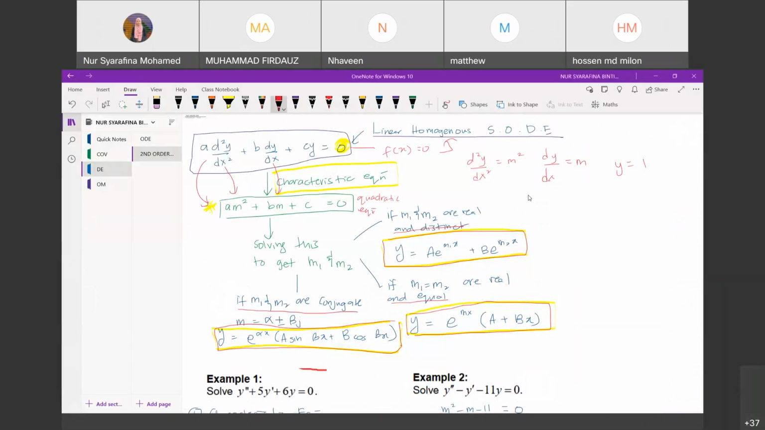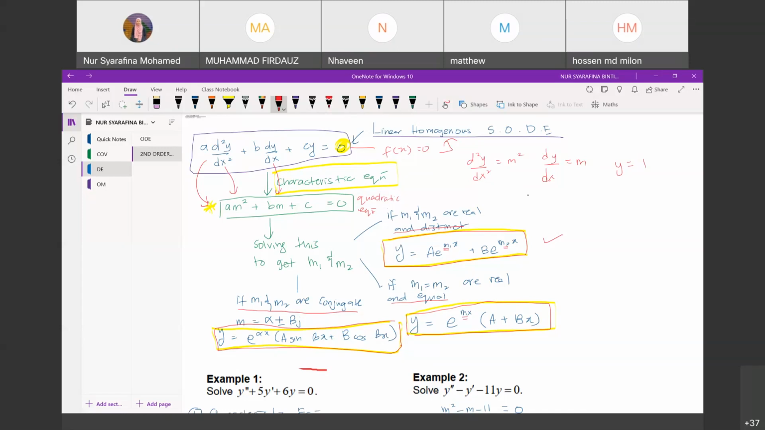By solving this quadratic, we are going to have 3 types of roots. The first one, roots are real and distinct. When the roots are real and distinct, this is the solution of the differential equation: y equals a e^(m1 x) plus b e^(m2 x). Just substitute the roots that you obtain for m1 and m2. And the next type, if your roots are real and equal, then the solution is y equals e to the power of mx times (a plus bx). Just have only one m because both have the same value.